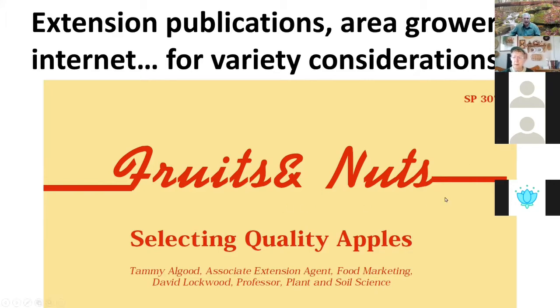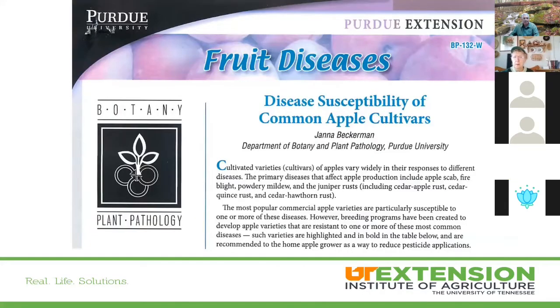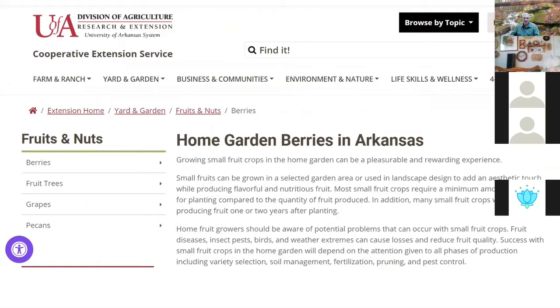This is a publication here that Dr. Lockwood has done on selecting quality apples. It talks a little bit about some of the varieties that are offered. But there are others, and I mentioned this in terms of extension websites. Purdue University has a great publication that Janna Beckerman has produced that really talks about those apple cultivars and breaks down in detail which ones are susceptible and which ones are non-susceptible for those major pathogens. And so I'd encourage you to really get online and check those out. And there's a multitude of those websites and publications just like this.